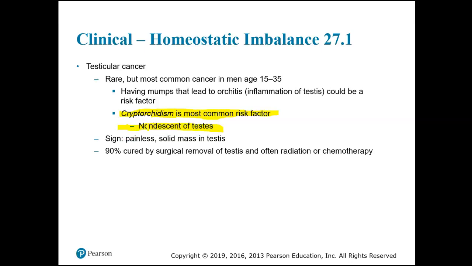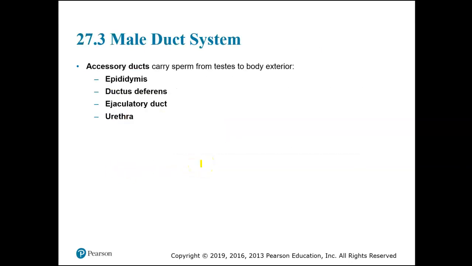They're supposed to descend early in development after the child is born. I think they're like toddler age, but if they don't descend, that can cause the male to be sterile, and it could lead to risk of testicular cancer. The sign of testicular cancer is a painless, solid mass in the testis. And 90% of testicular cancer is cured by surgical removal of the testis and radiation and chemo.